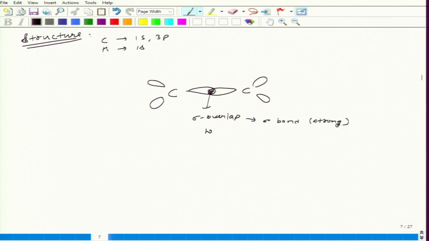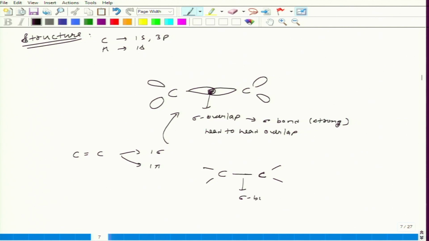Sigma overlap is head to head overlap. You must have studied this in the previous classes. Now, there is one pi bond also. C double bond C contains 1 sigma and 1 pi bond. So, this is the formation of a sigma bond. There are 2 hydrogens formed by sigma overlaps, and this is a sigma bond, head to head overlap, right?